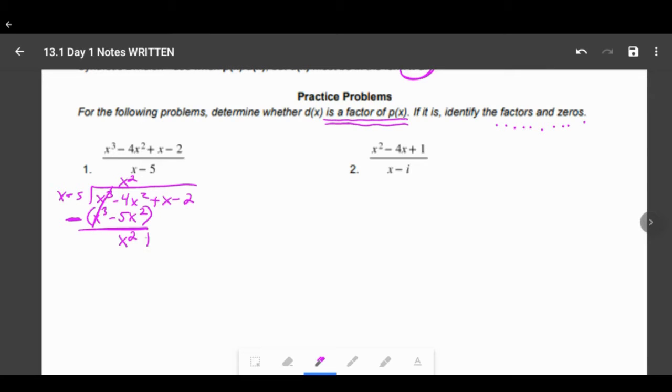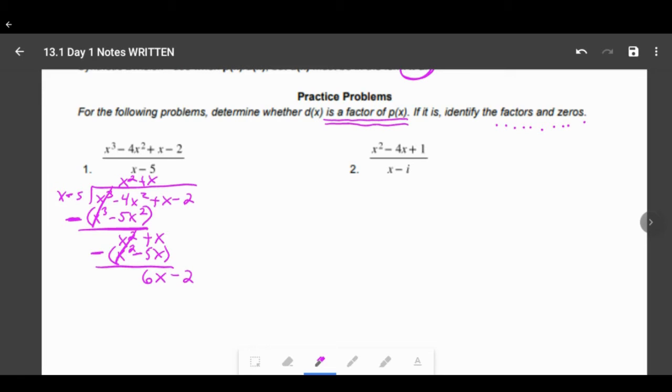Drop down the x. And again, what times x gives me x squared? That's just a positive x. So x minus 5 times x gives me x squared minus 5x. Again, I'm going to be subtracting the quantity. So that'll go away. x minus negative 5x gives me a positive 6x. Drop down the negative 2 because I'm not done yet.